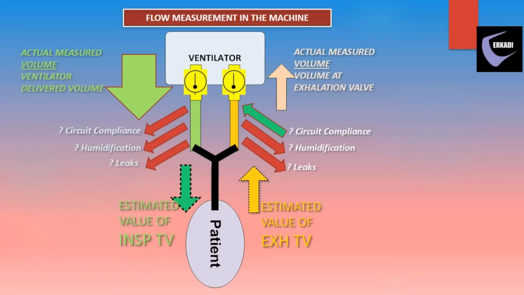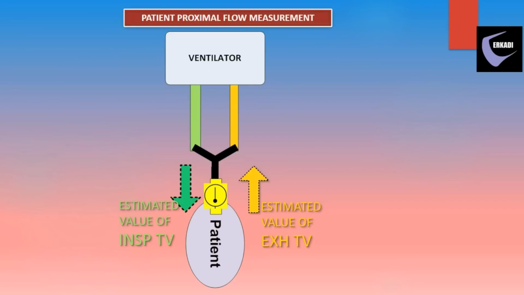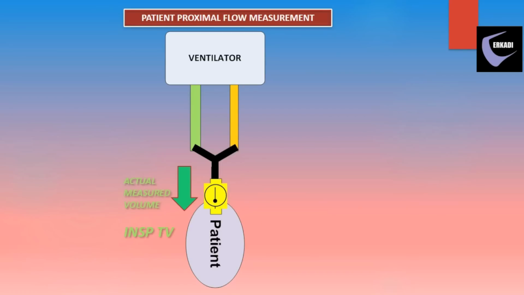The third and most recent solution that came up was to bypass all these errors and measure right before the endotracheal tube or mask. This leaves behind it all the issues of circuit compliance, circuit leaks, etc. This patient proximal location came up first in those that required very precise measurements, and also in neonatal and pediatric applications where it was necessary to be precise, especially since you were dealing with very low volumes and flows.